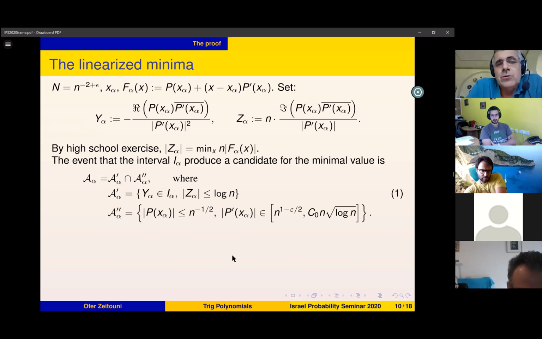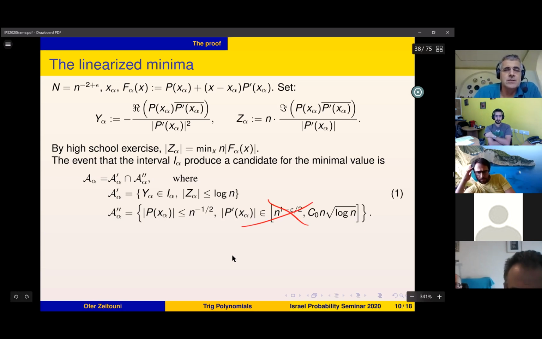Now we are going to ask for two things from a point. We want to count points where the minimum is small, but we don't want to overcount. We don't want to count it both for a point and its neighbor. So we are going to put two conditions. The first condition is that the value is wherever we want it to be, which means, say, smaller than n to the -1/2. Disregard these other conditions, those are just technical conditions. Forget about them for a second.